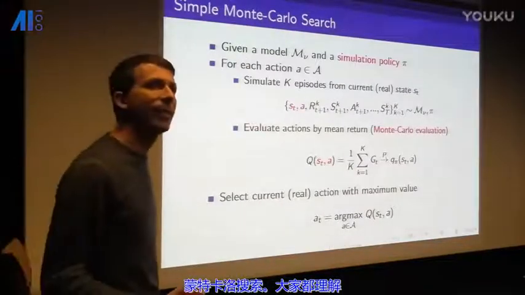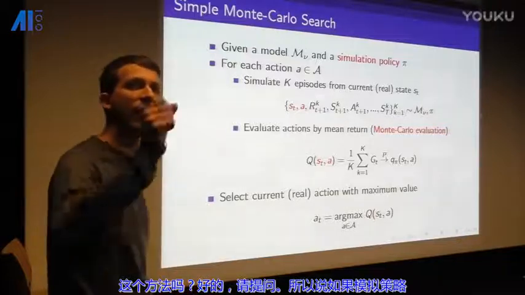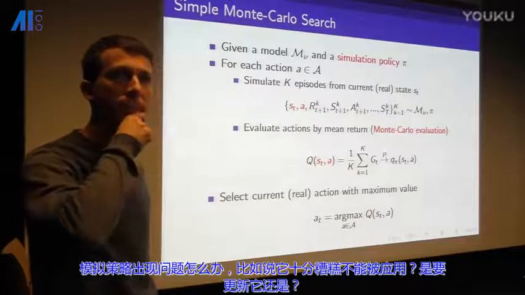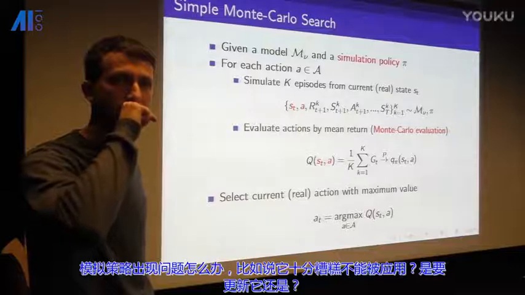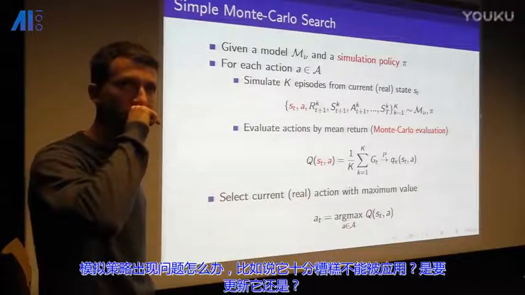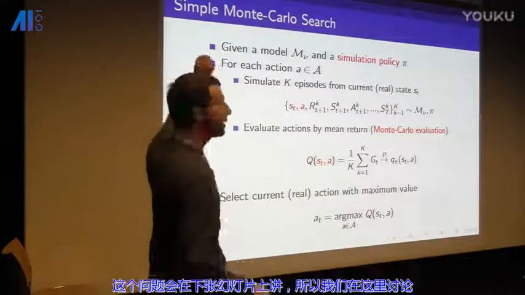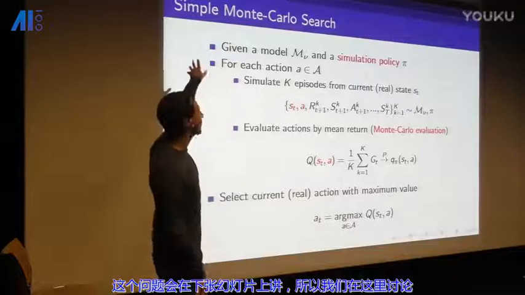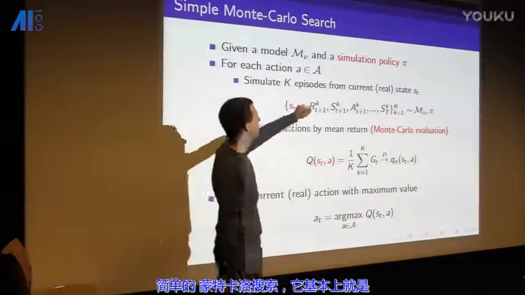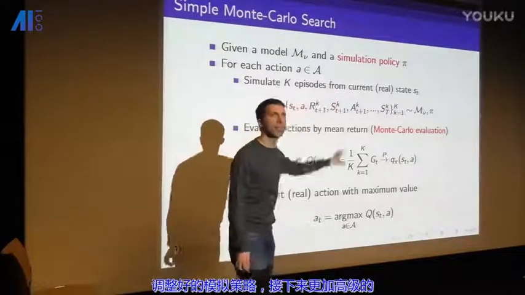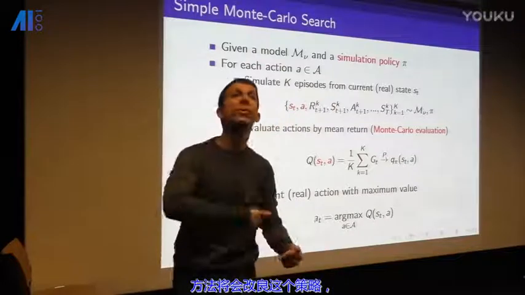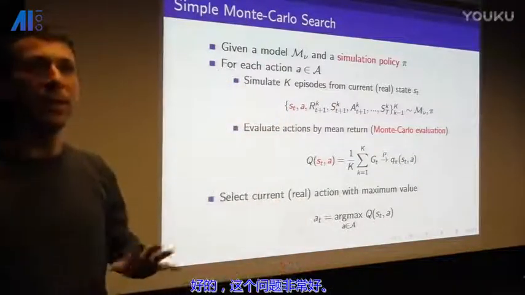Is that clear? That's the method? Yeah, question. How is the simulation policy related? So, if your simulation policy is pretty poor, it wouldn't really work, right? Do you update it as you go? That would be the next slide. So here we're talking about simple Monte Carlo search, which basically is the simulation policy is fixed. More sophisticated methods are going to improve the policy as we go. So yeah, great question.